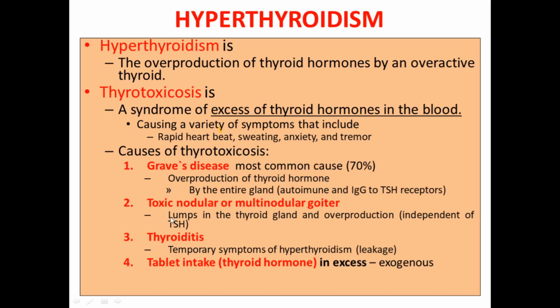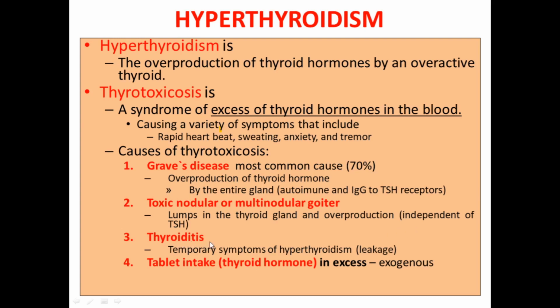Next one is toxic nodular or multinodular goiter. In that, there will be lumps of the thyroid gland, and all these lumps are very functional, and these functional lumps will produce excessive T3 and T4. They are all independent of the TSH. They are secreting the T3 and T4 by themselves without permission of the TSH.